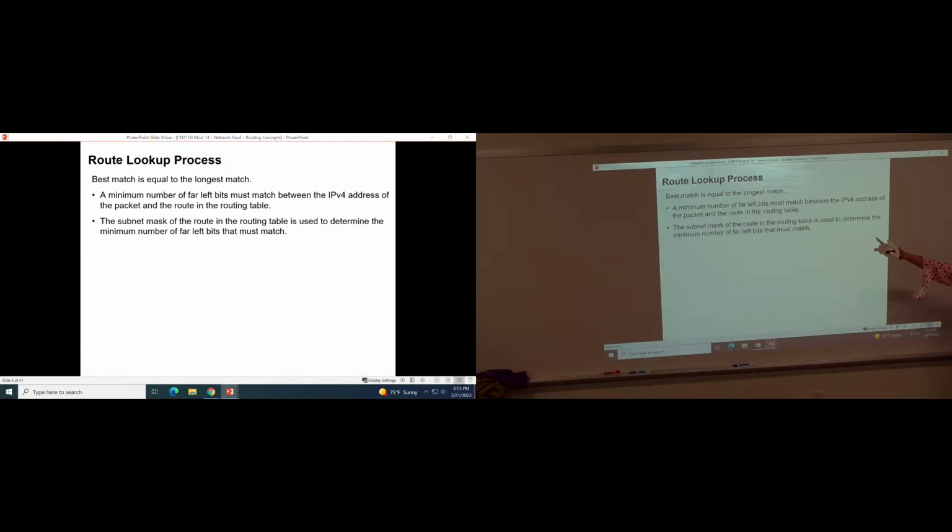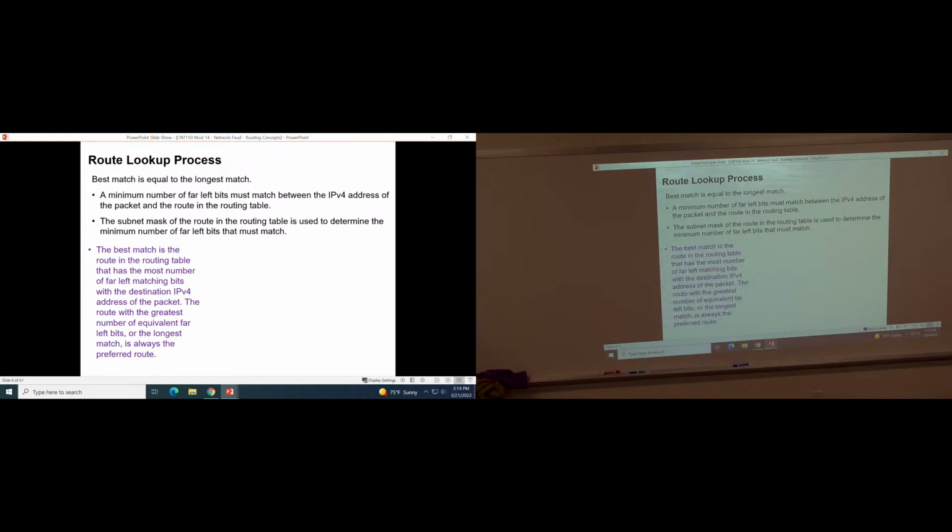So it's going to use the best match, okay? The best match is when you have the most matching bits to your destination. So if I'm trying to get to 192.168.0.10, the route table is going to say, well, let me see, where do I have the most matching bits? That's the route I'm going to pick because that's going to have the most trustworthiness. So a minimum number of the far left matching bits. The subnet mask of the route in the routing table is used to determine the number that we look at. So we're going to do some of these together. We're going to practice that.